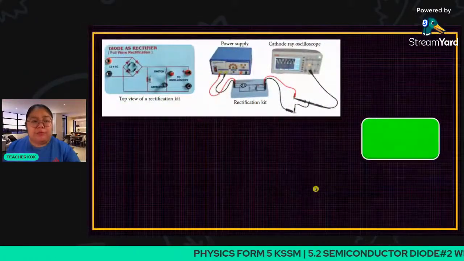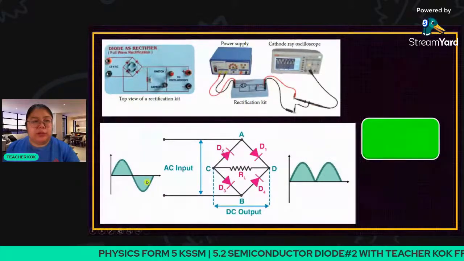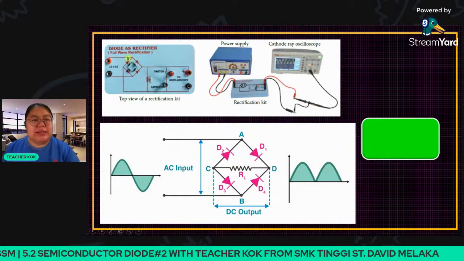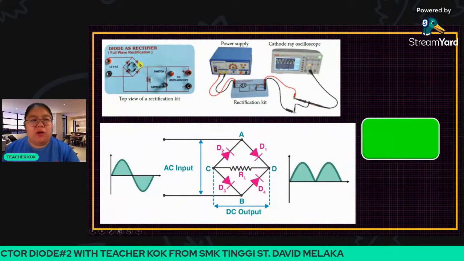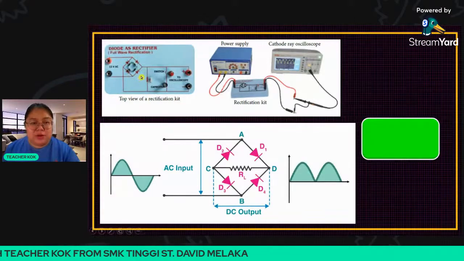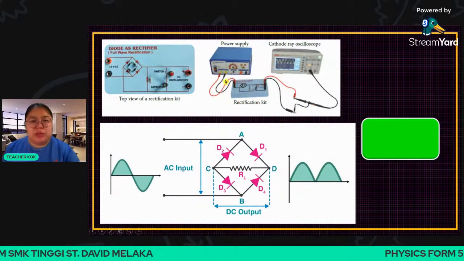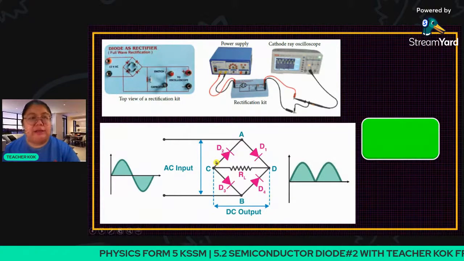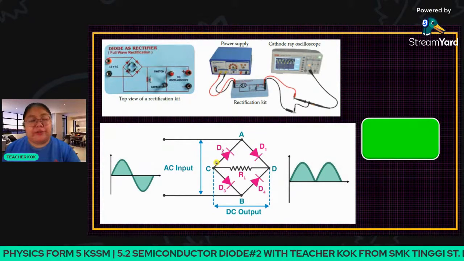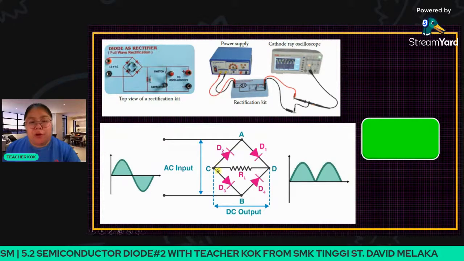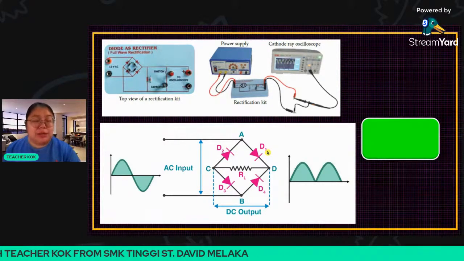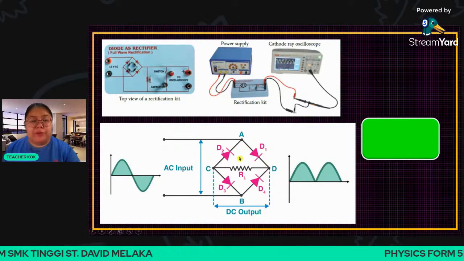Okay, this one is still half. Sorry, this one is full already. Okay, full. You can see the circuit here, the rectification kit. You can see we have 4 diodes. We have 4 diodes. Then this one is a kit, then joined to the power supply and shown with the CRO. So from here, I drew it for you already. This one is called a bridge rectifier. So that means you have 4 diodes joined to become one bridge. This one is a diamond shape of the 4 diodes.